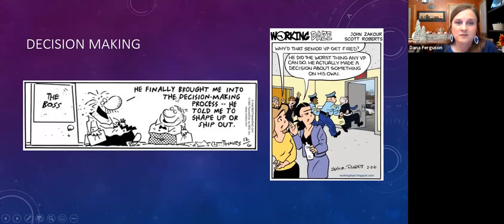Okay, decision making. Here's the boss. He finally brought me into the decision-making process. He told me to shape up or ship out. Not much decision-making really made there. Why did that senior VP get fired? He did the worst thing any VP could do. He actually made a decision about something on his own.